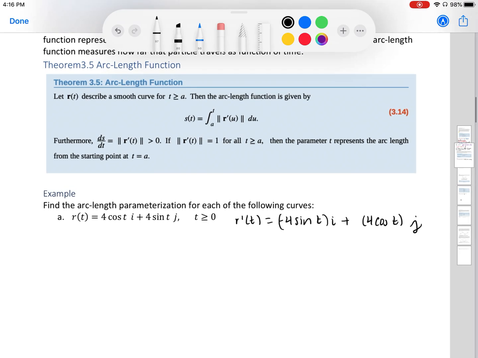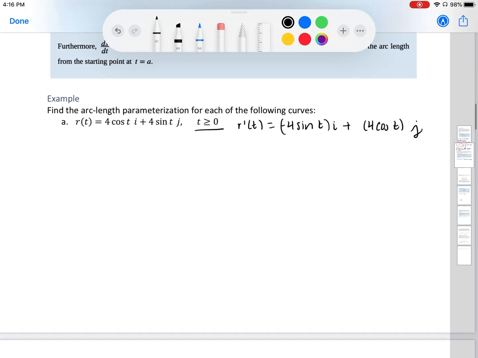Let's apply the integral from 0 to t, so that we have the integral from 0 to t of the square root of negative 4 sine of u squared plus 4 cosine of u squared du. Okay, let's go ahead and clean it up. This one's not so bad.